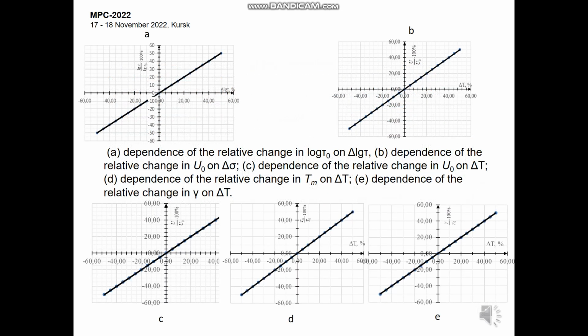The established linear dependence of the change in the constant lg τ0 on the magnitude of the pole displacement along the ordinate is shown in Fig 1a. The change in the thermal fluctuation constant U also has a linear dependence on the magnitude of the displacement of the beam pole only along the abscissa axis, Fig 1b.